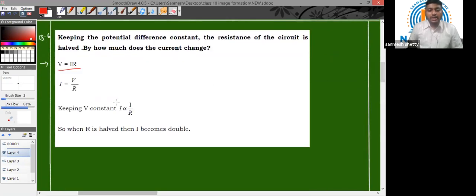Now here what we are doing is changing the value of resistance from R to R by 2. Here voltage is constant. So current will be inversely proportional to the resistance. So this R will become R by 2. This 2 will go to the numerator and the current will become double. So very simple process this is.